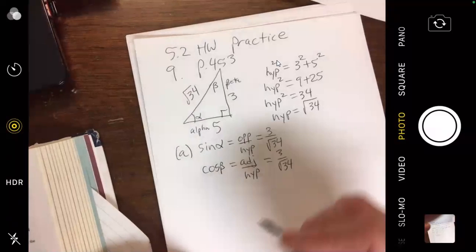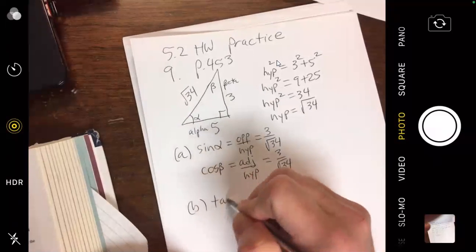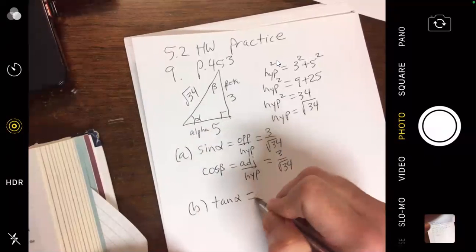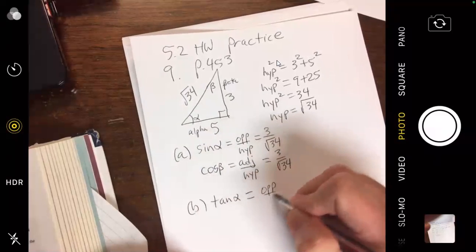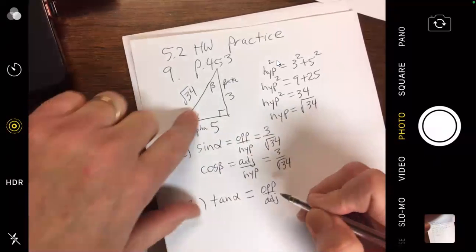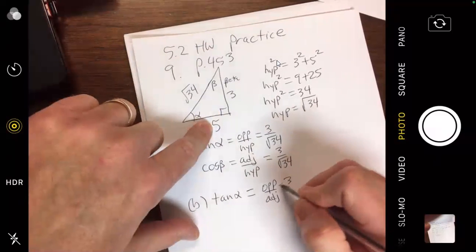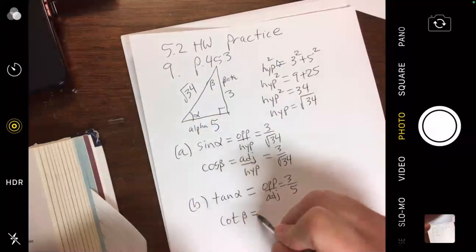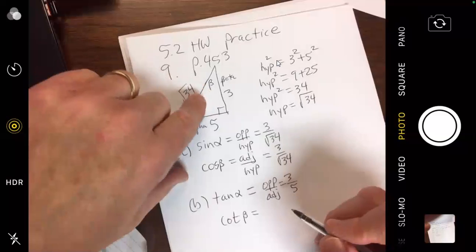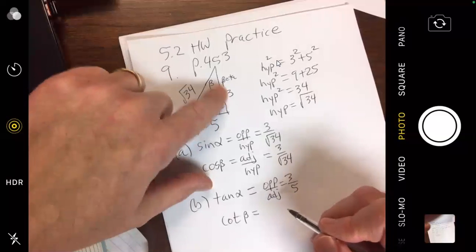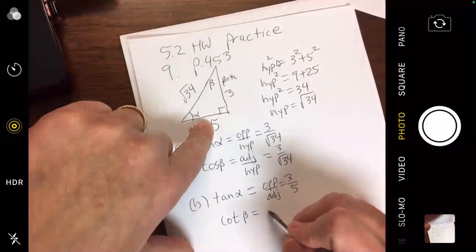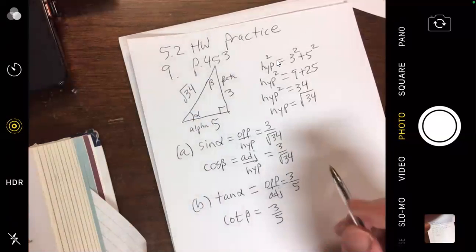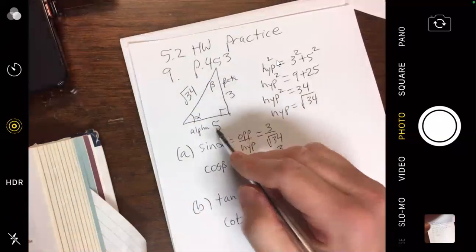Okay, B, tangent alpha and cotangent beta. Tangent alpha, opposite over adjacent, is 3/5. Cotangent beta: tangent beta would be 5/3, so cotangent would also be 3/5. They're equal, 3/5. Cotangent was adjacent over opposite.